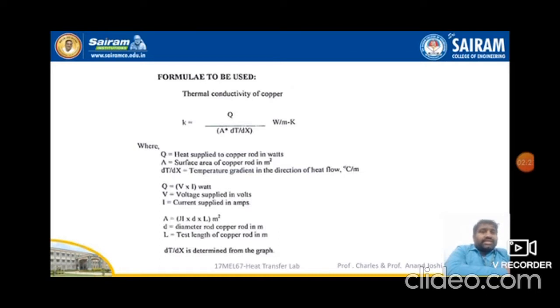As I already discussed, K is equal to Q divided by A into dT by dx, in watt per meter Kelvin, where Q is the heat supplied to the copper rod in watts, calculated from volt and current, and A is the surface area of the copper in meter square. dT by dx is the temperature gradient in the direction of heat flow, in degree centigrade per meter. The area we can calculate by pi d L, where d is the diameter of the copper rod and L is the test length of the copper rod, and dT by dx is determined from the graph.